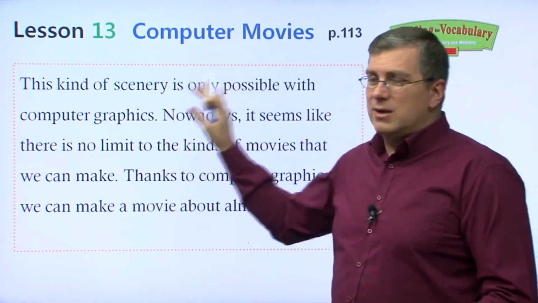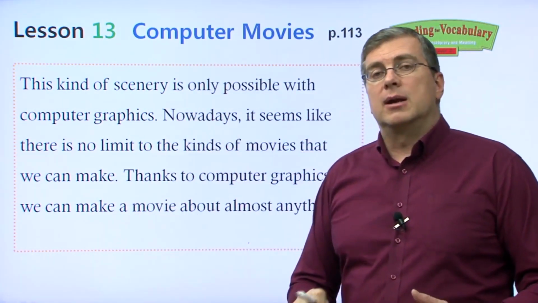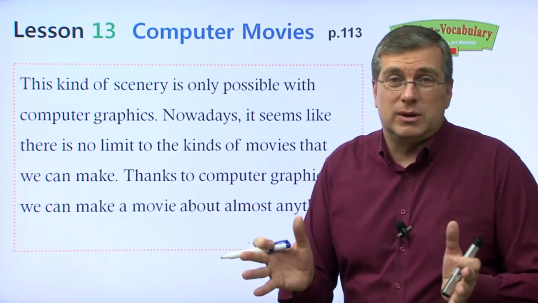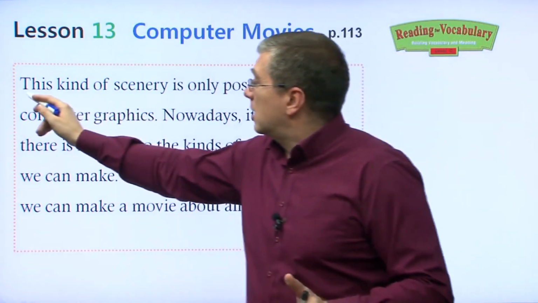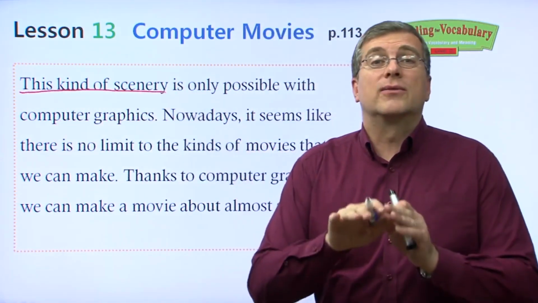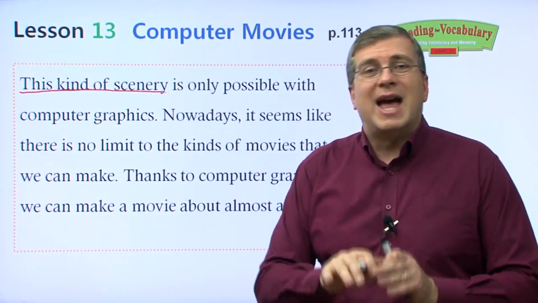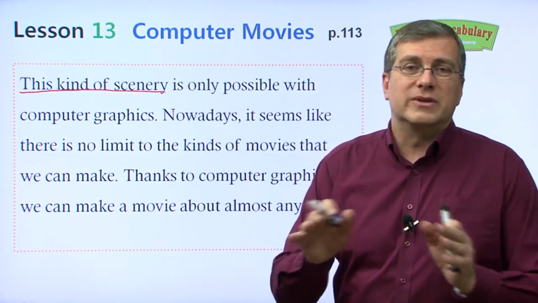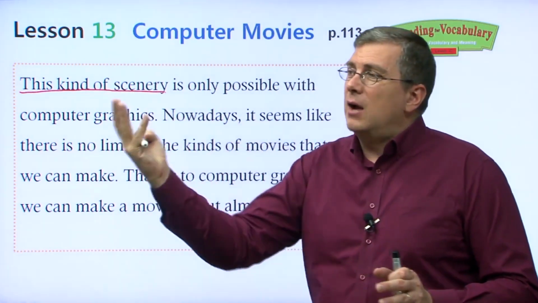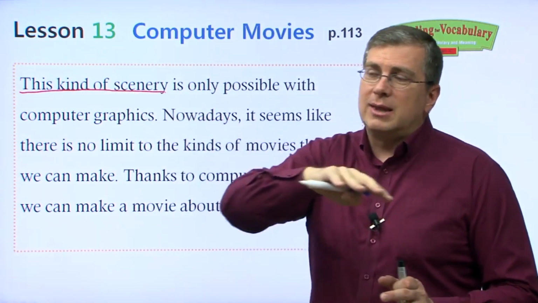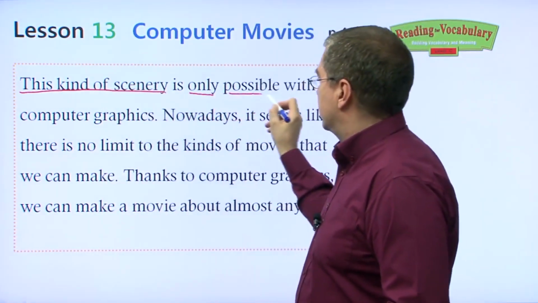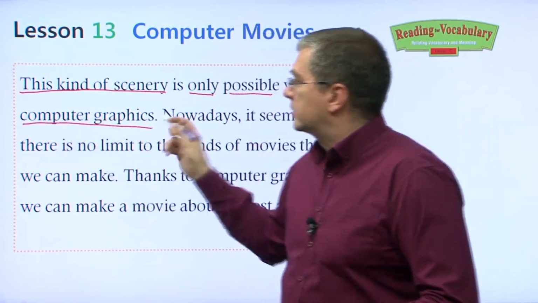So this is kind of the end of the passage here. They're basically opening up the idea that you can do almost anything with computer graphics, okay? They're talking about this kind of scenery, the Earth freezing over. The question before that is, how do you cover the whole world with snow? How do you make the scenery look like there's snow everywhere? This kind of scenery is only possible with computer graphics, right?